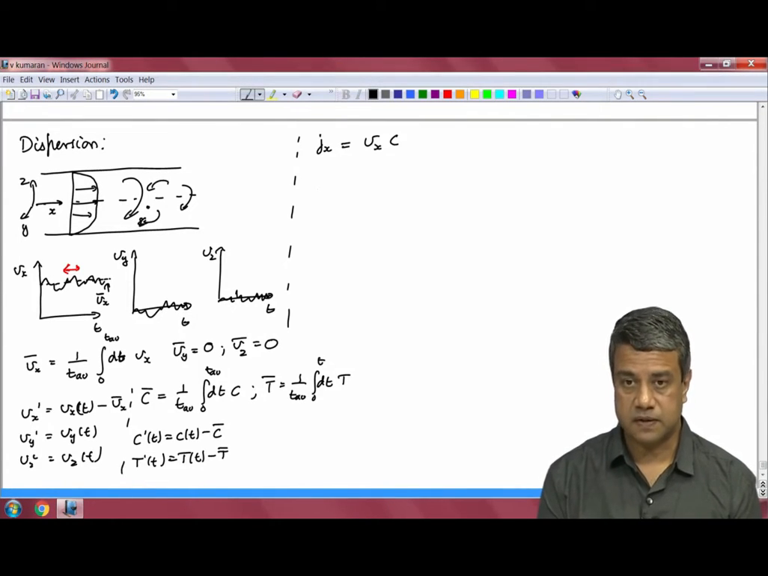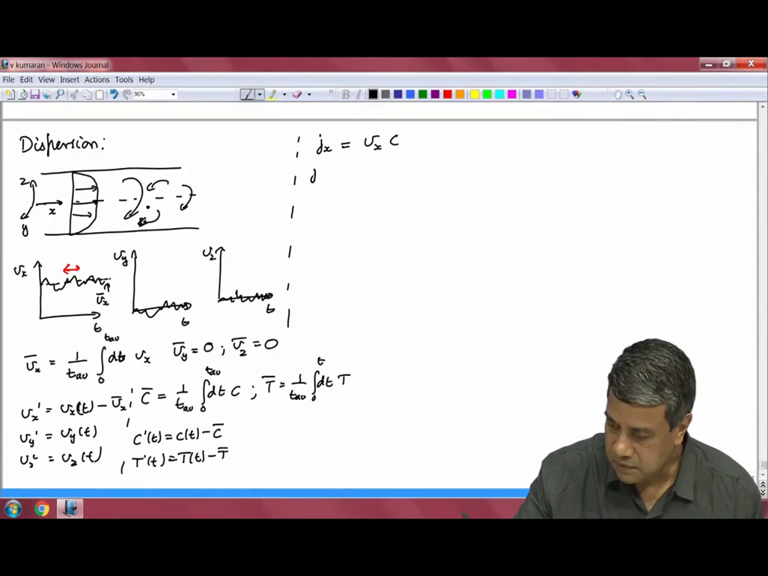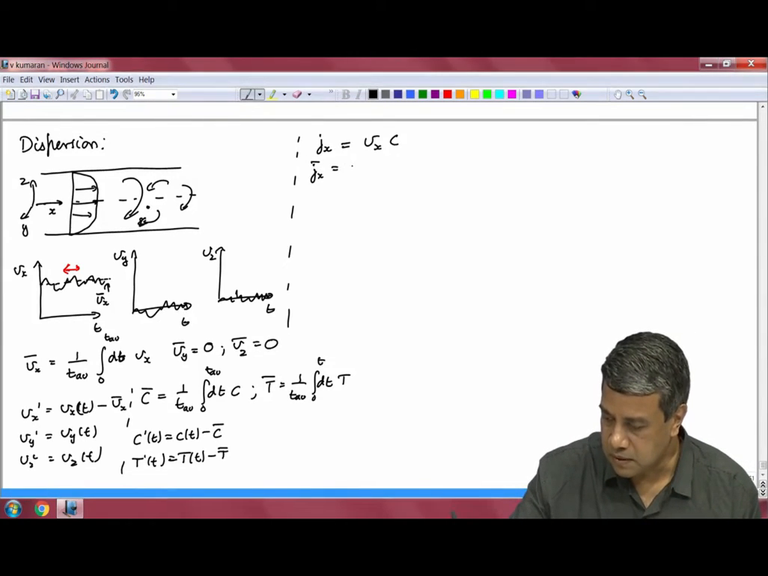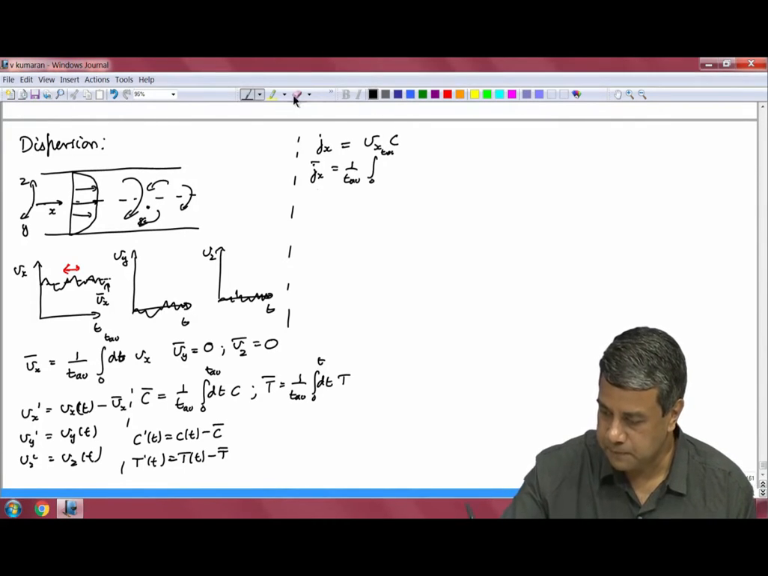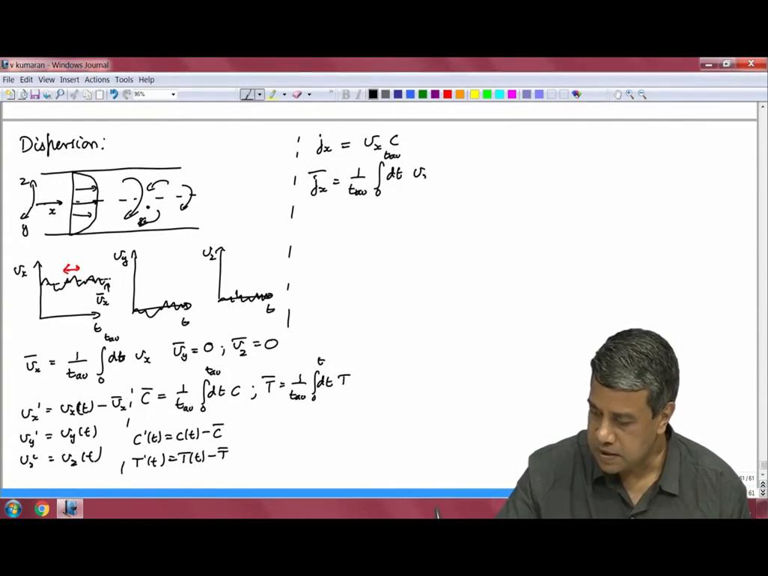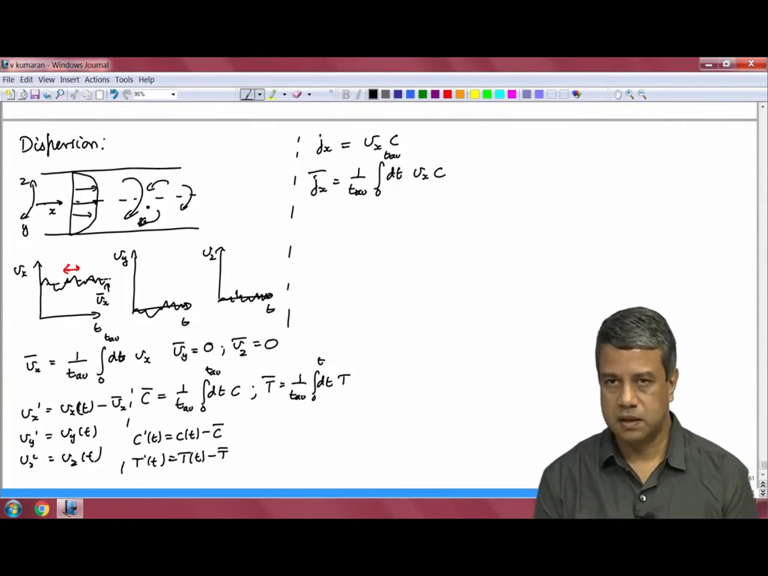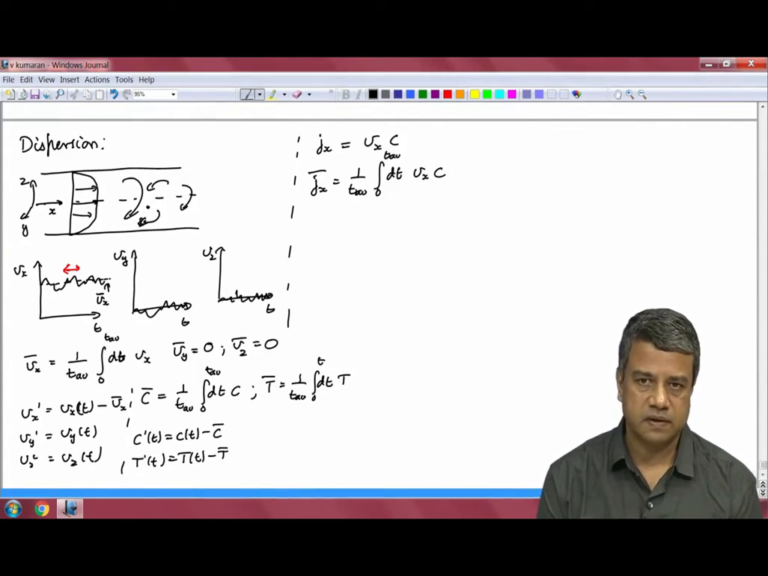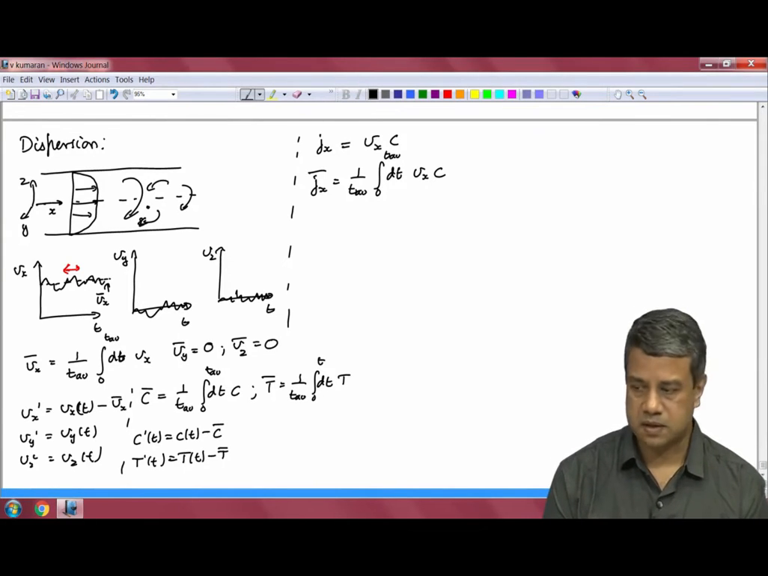I can define an average flux at this location. The average flux at this location is equal to 1 over TAV, exactly the same definition, integral 0 to TAV of Vx times the concentration. This is the definition of the average flux in the x direction at a location.